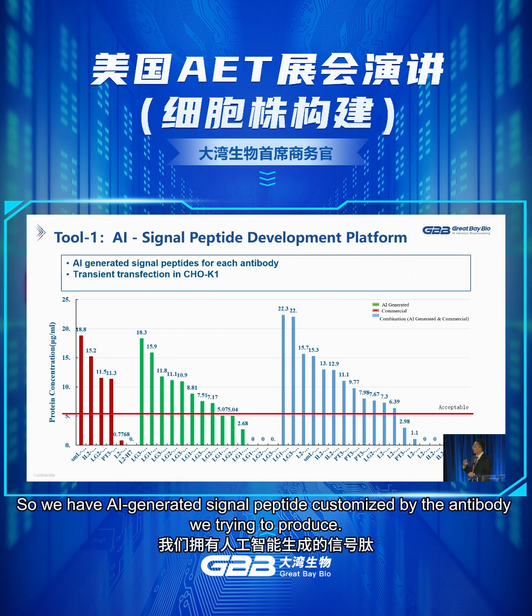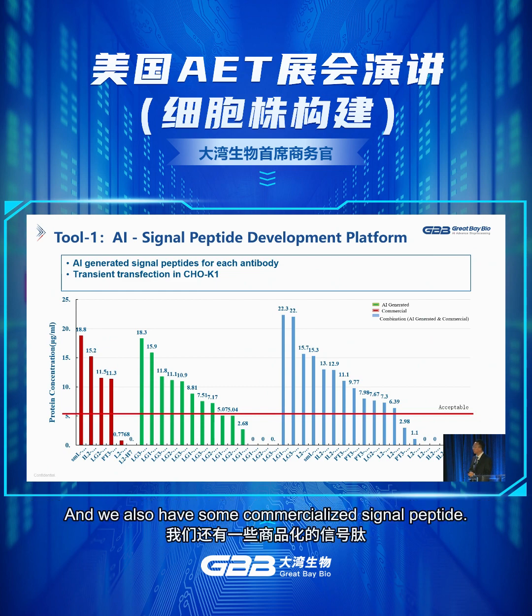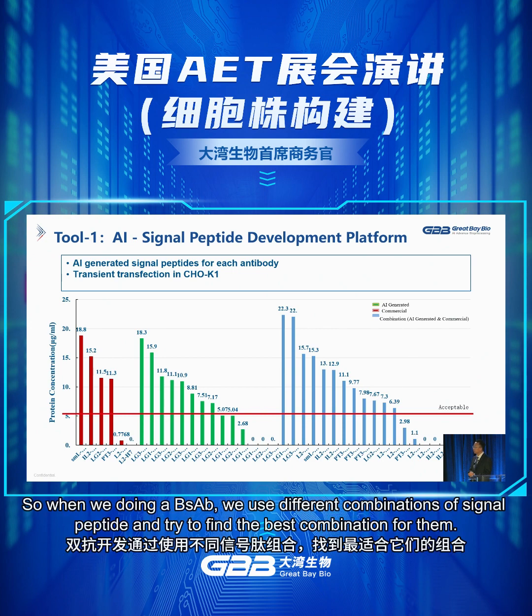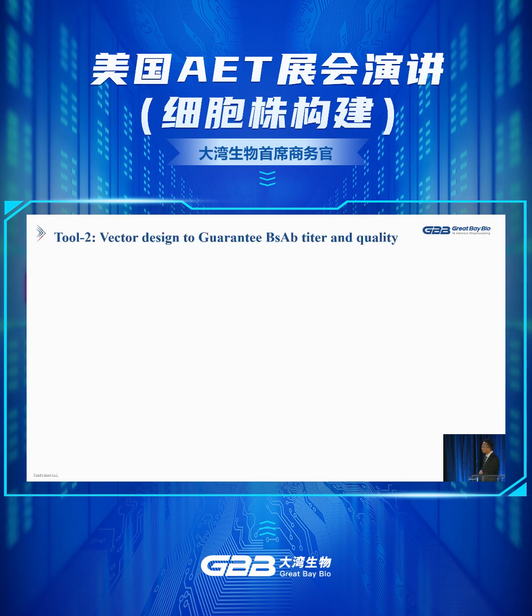So we have AI-generated signal peptides customized for the antibody we're trying to produce. And we also have some commercialized signal peptides. So when we're doing a BSAB, we use different combinations of signal peptides and try to find the best combination for them.